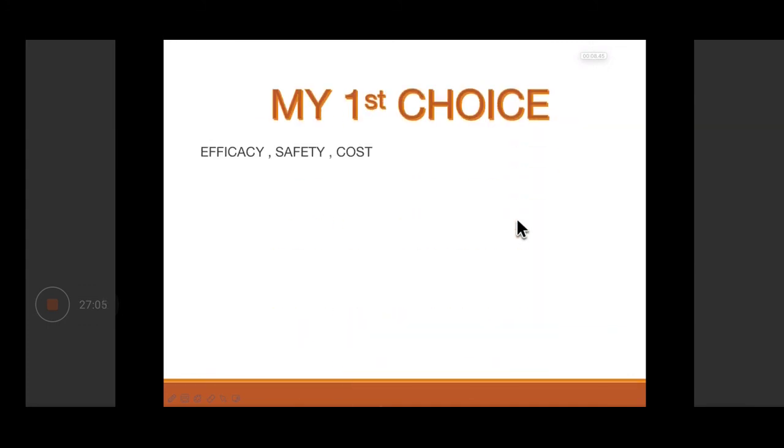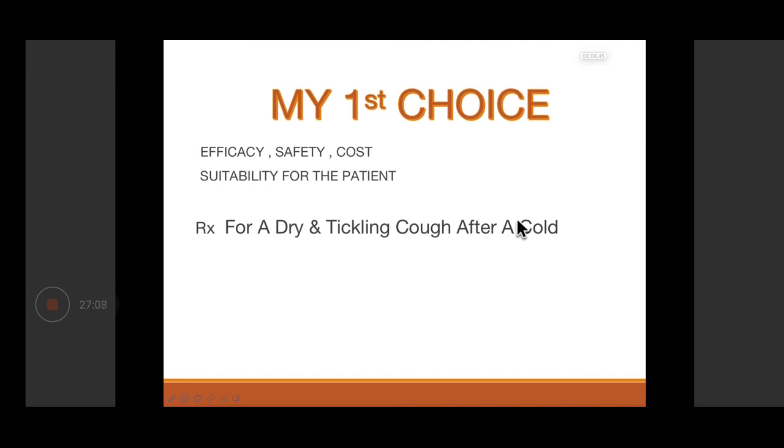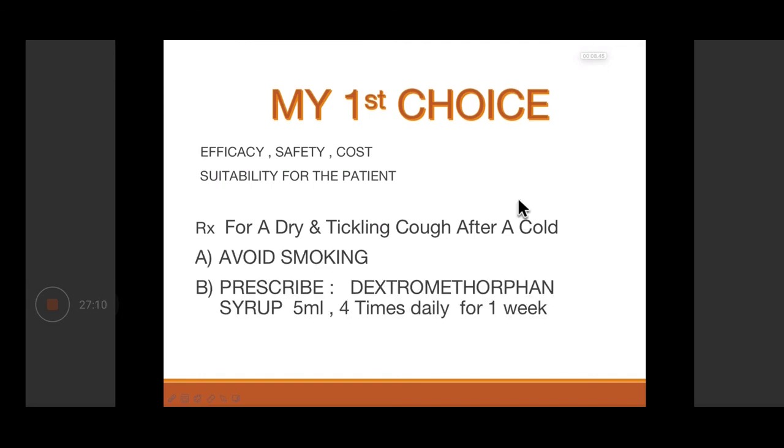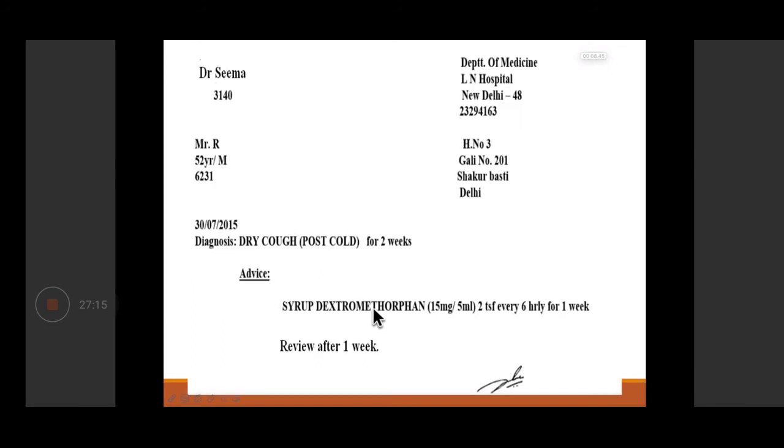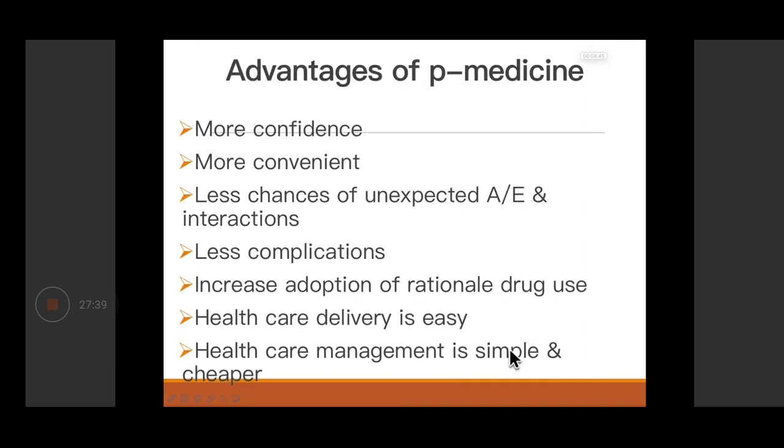So my first choice, by efficacy, safety, cost, suitability. For dry and tickling cough, avoid smoking. Prescribe, of course, dextromethorphan syrup 5 ml 4 times a day for 1 week. So this is the prescription that you are writing for cough, in the proper format. I think you've already had a class on prescription writing. We will keep repeating so that you write a good prescription after you pass out from here. Everything there, doctor's sign and signature.